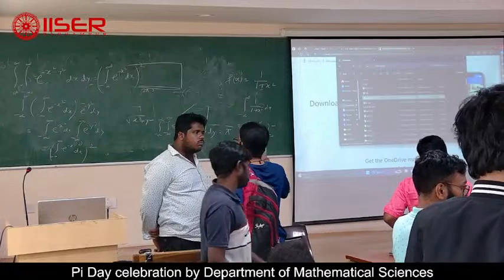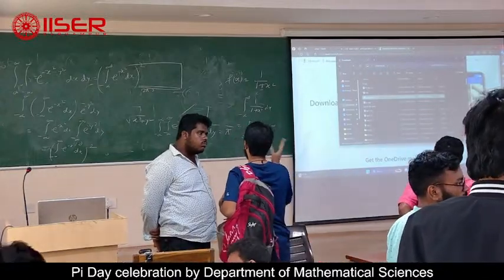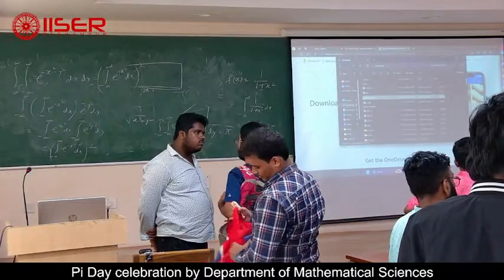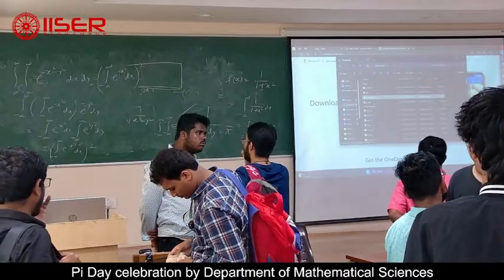The Wallis product approximation of pi, and suppose I take 6 into sigma 1 by x squared and take a square root. This is like an approximation.